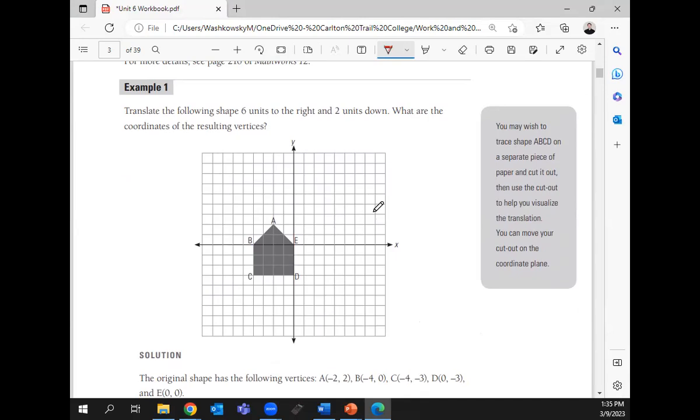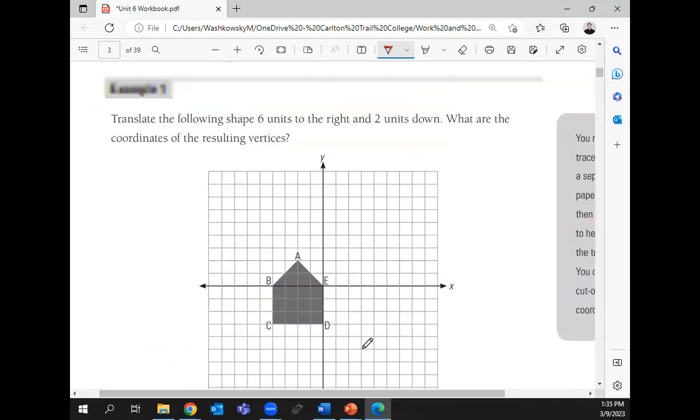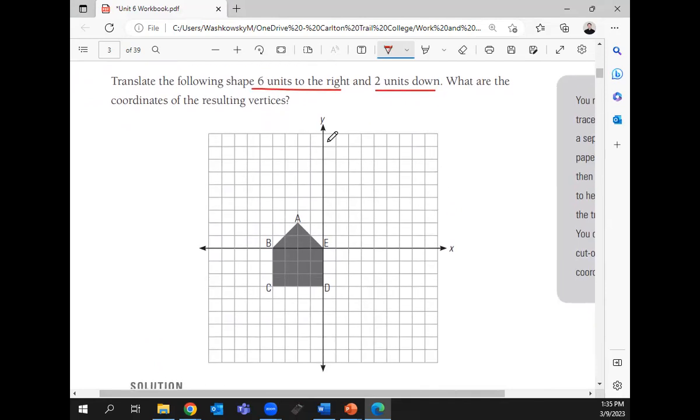So for example, if we go into example 1 here, it wants me to translate this 6 units to the right and 2 units down. So we know translation just means moving up, down, left, and right, right? So I'm just going to really quickly do that. You guys have an idea, but I want us to label the coordinates.